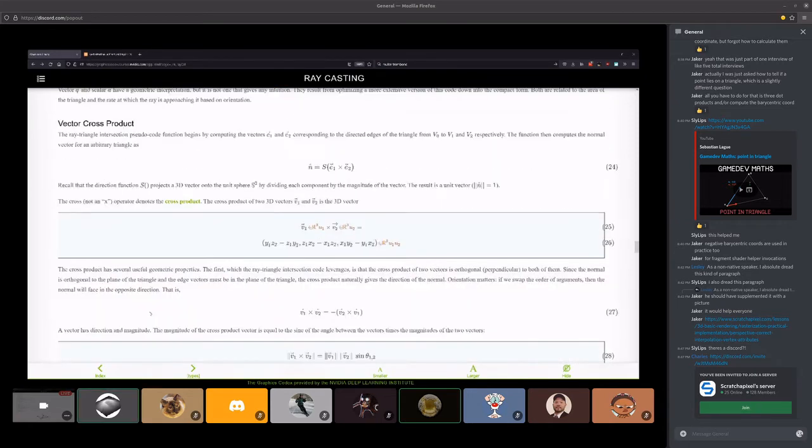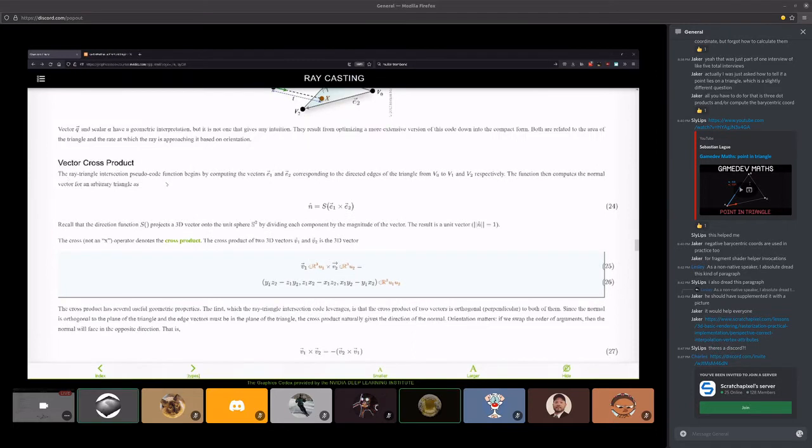Okay, so cross product is an operation involving two vectors that returns a vector, unlike the dot product, which takes two vectors and returns a scalar.